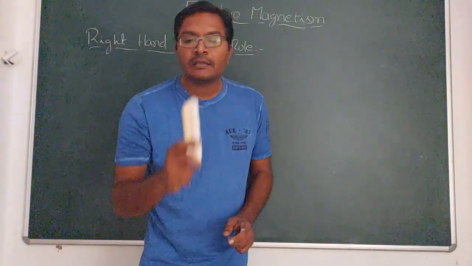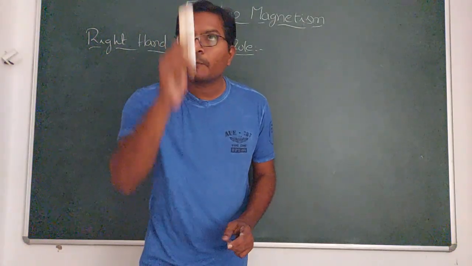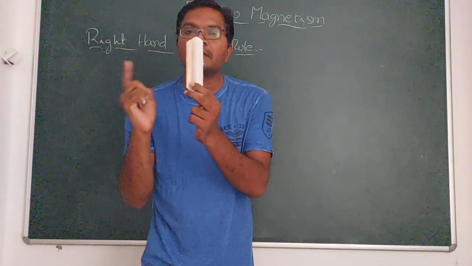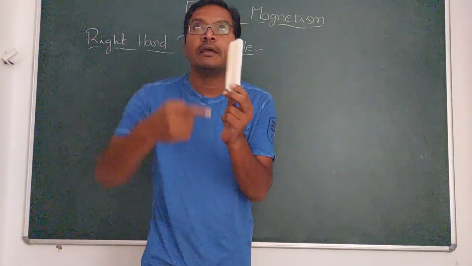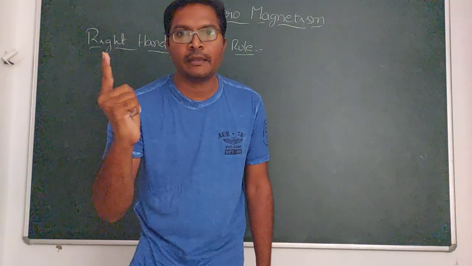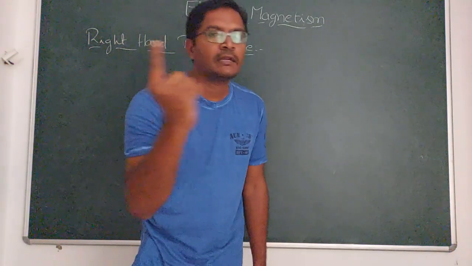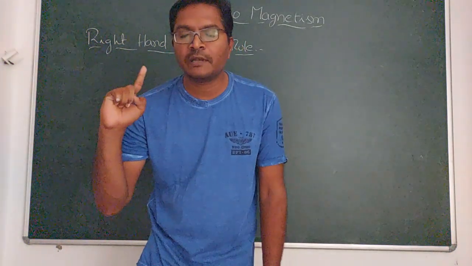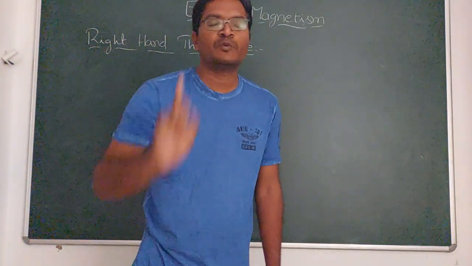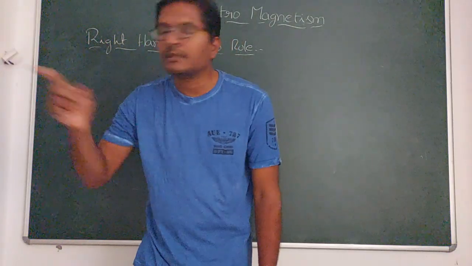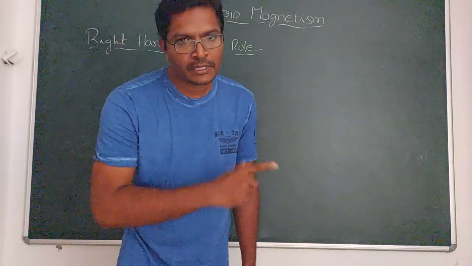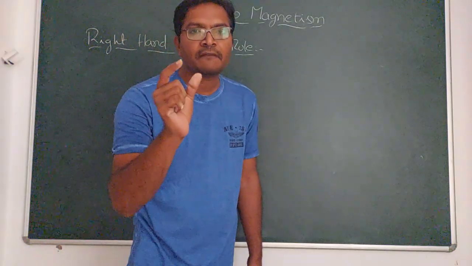If current is passing through a conductor in the upper direction, how is the magnetic field created around it, which is in the perpendicular plane? Current is moving in this direction and the magnetic field is created in the perpendicular plane. So what is the direction of these magnetic field lines? That is what we need to find out in this class, whether the current is moving upward, downward or in a straight way.